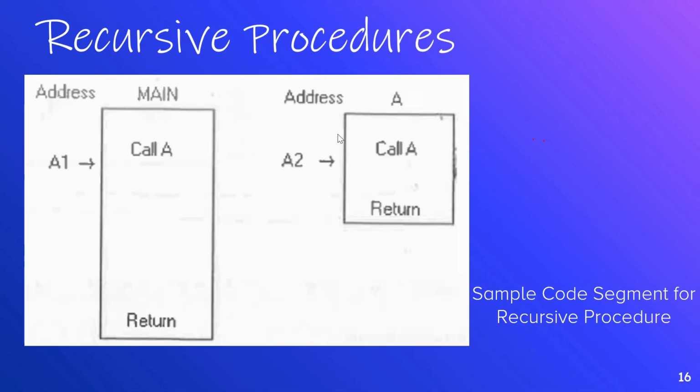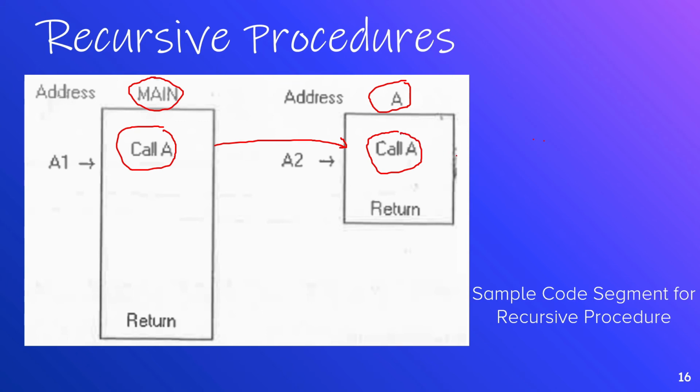So we could see here an example of a code segment for a recursive procedure. You could see here the main and call A, and you can see that main calls call A, then it will go to call A to execute it. Then we can see that call A calls itself, which will then call itself. There we could see a recursion happening. This is straightforward direct recursion.